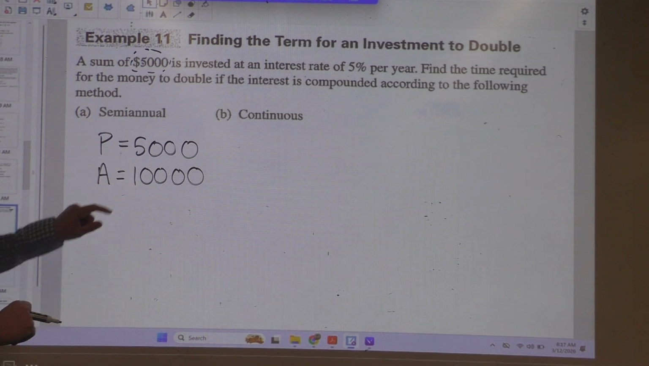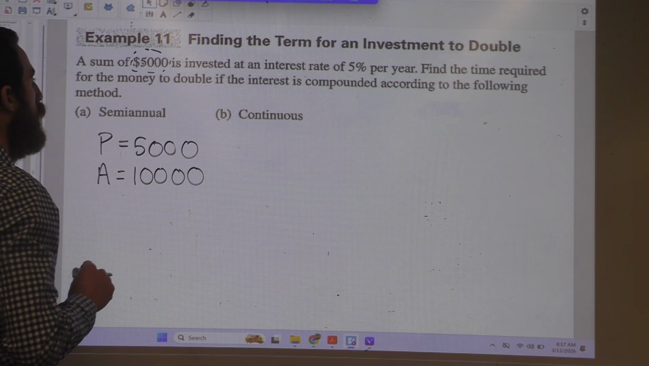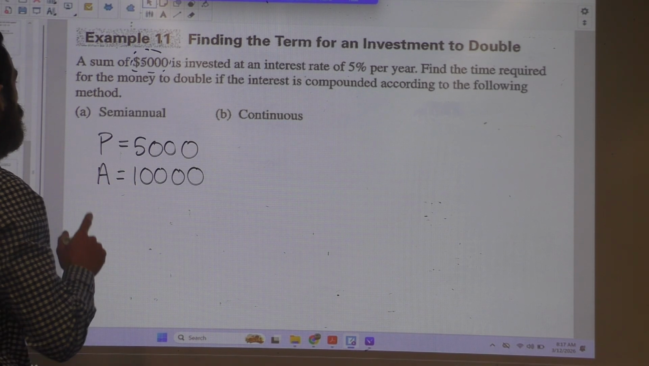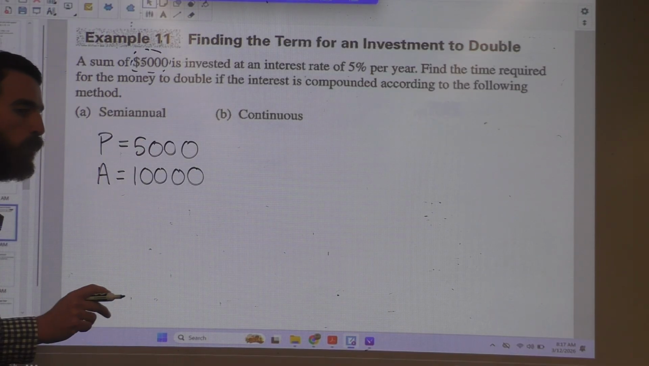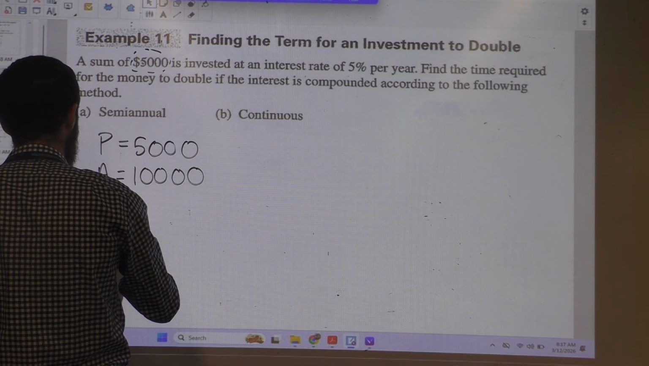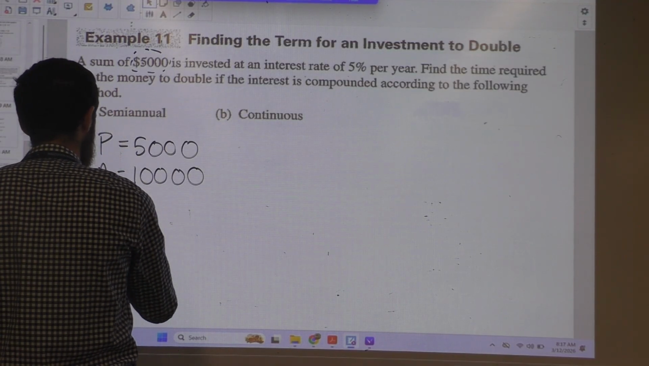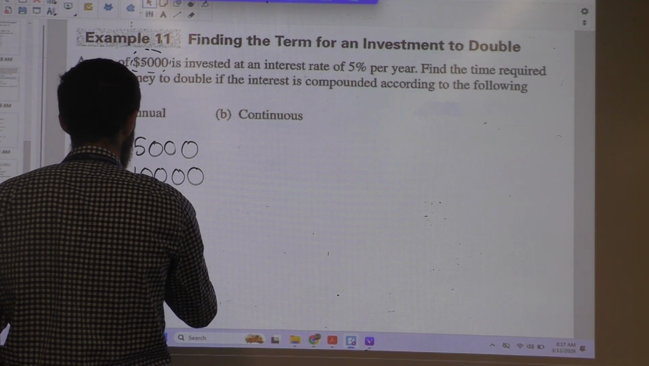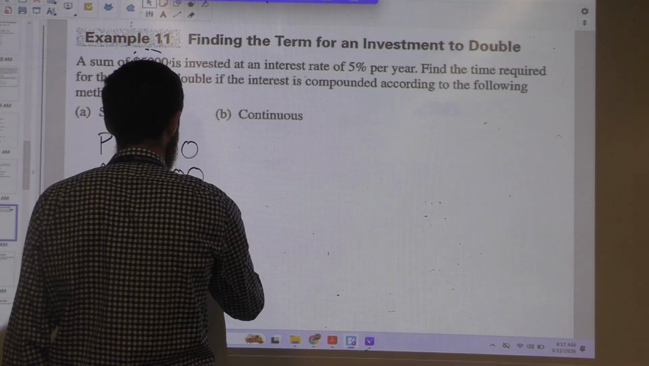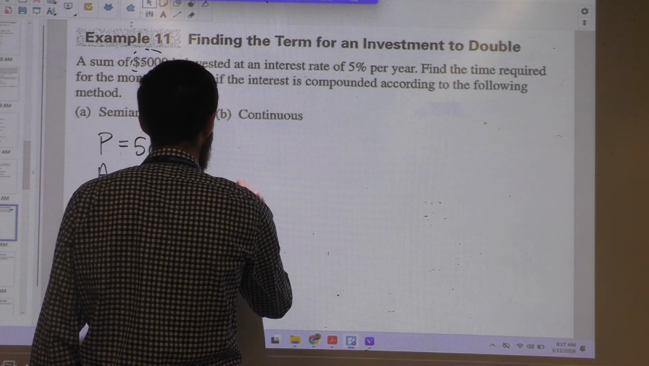But either way, I could plug these two numbers in. And we're finding the time required for the money to double if it's semi-annual. That means twice per year. So now I'm just going to plug into the equation A equals P times 1 plus r over n to the nt.